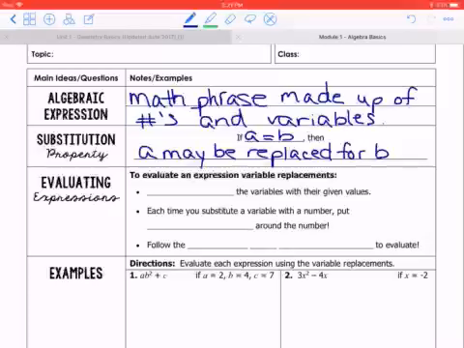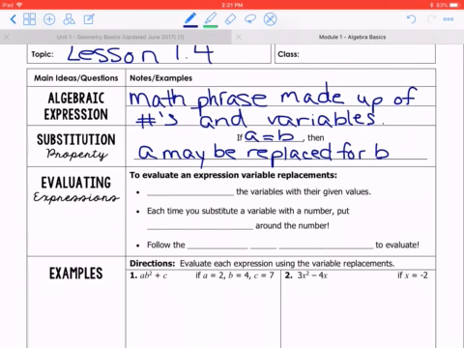We are in lesson 1.4, so make sure you've either printed this sheet out or you can just write it right in your notebook. All right, so I'm going to put the heading. Make sure you always have that. That's how you stay organized, okay? So this is lesson 1.4, and we're going to talk about evaluating expressions.